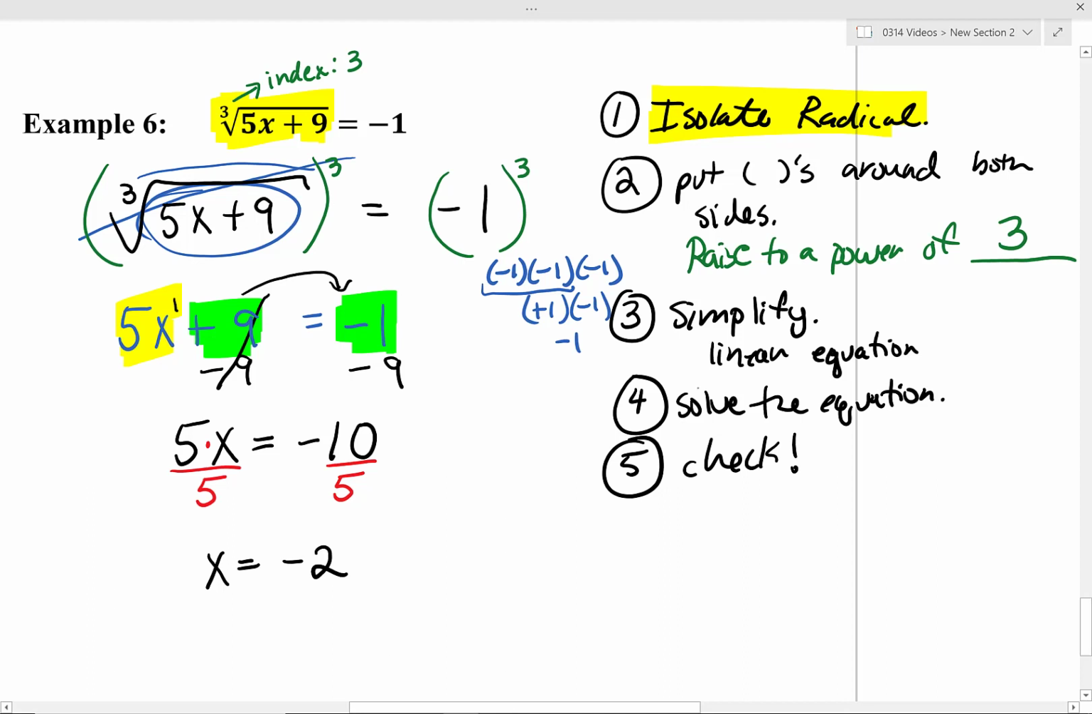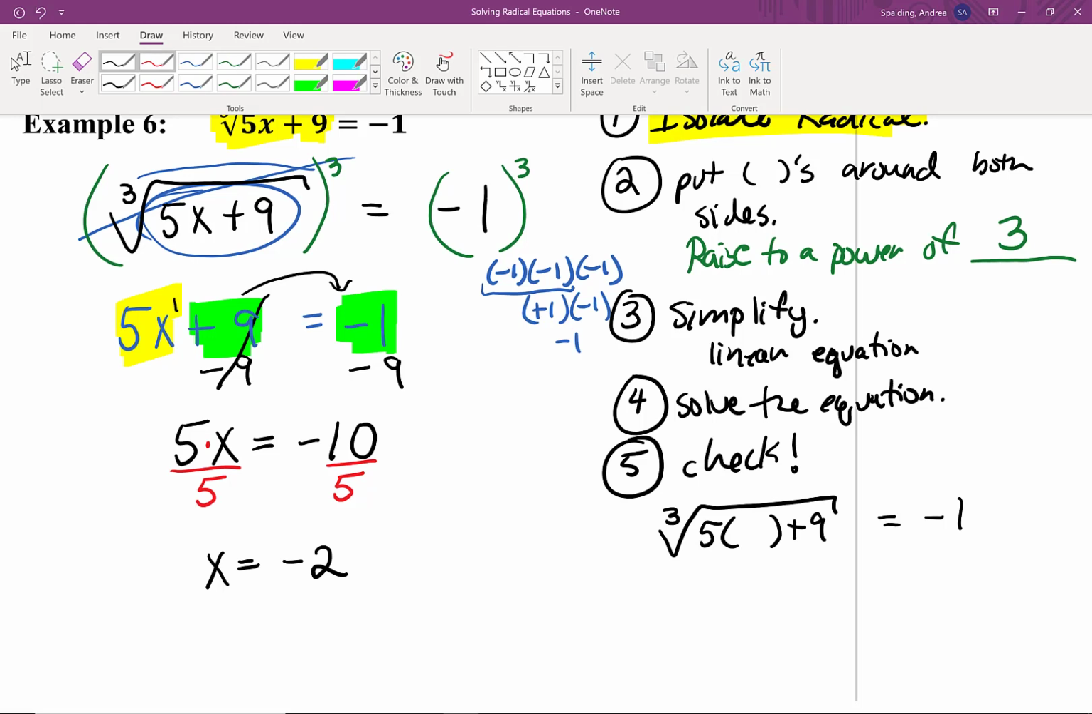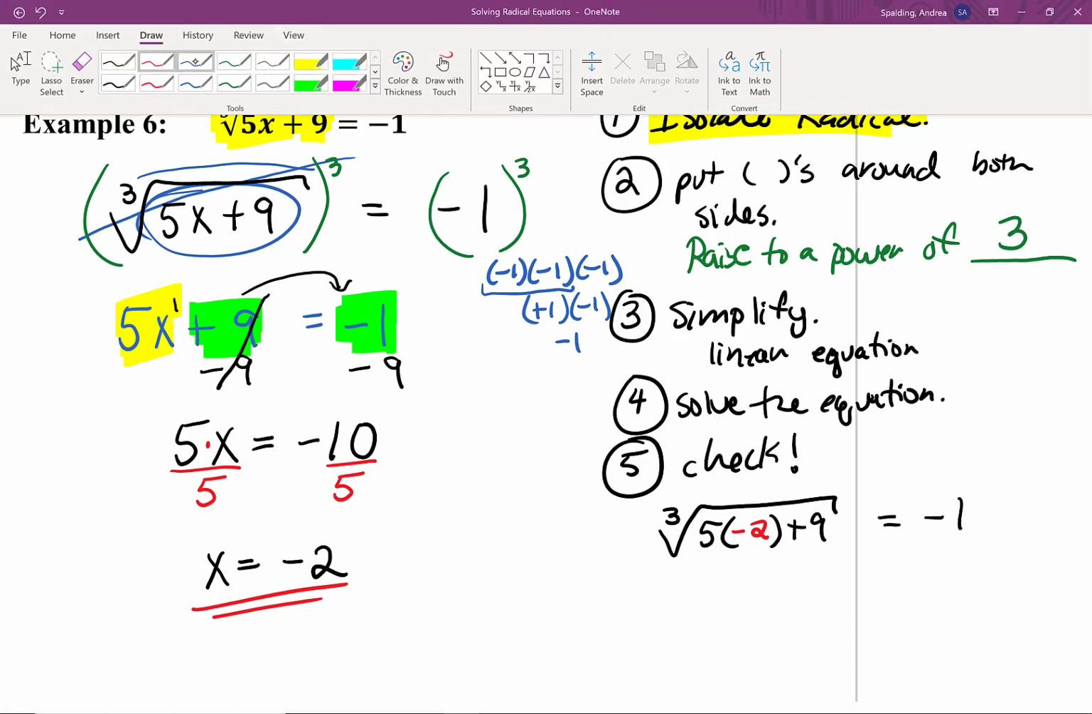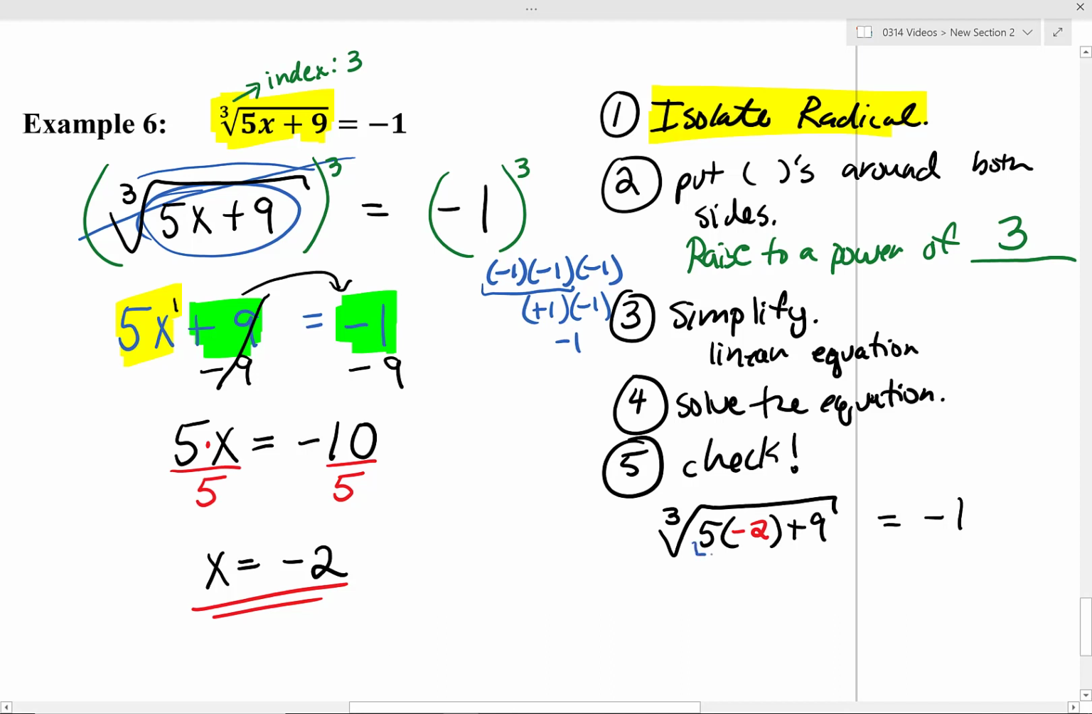So I'm going to go back up here. I'm going to write cube root 5 times x. So wherever you see an x, we're going to put parentheses, plus 9. On the right-hand side, we had equals negative 1. So we're going to take that negative 2, that value, and place it inside of the parentheses in that original equation. Okay, now we need to simplify what's underneath using that order of operations. Okay, so bring down that cube root. 5 times negative 2 is a negative 10. We're going to do our multiplication first when we're simplifying underneath that cube root. Bring down that plus 9.